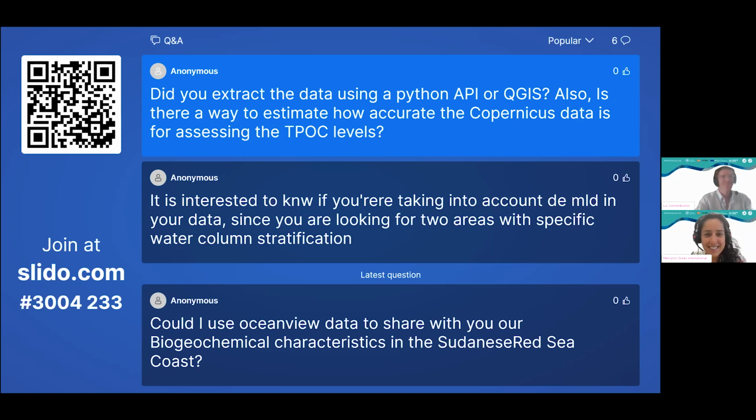Okay, I can. We read it. I didn't extract the data using QGIS. The data for total POC from backscattering from CMEMS is already in the catalog. You can download it, and you can download also the total POC from there. To estimate how accurate the Copernicus data is for assessing the total POC levels, I think there should be a lot of ways to know if it is accurate or not. What I do is evaluate the different data that I have and read the documentation of both things.